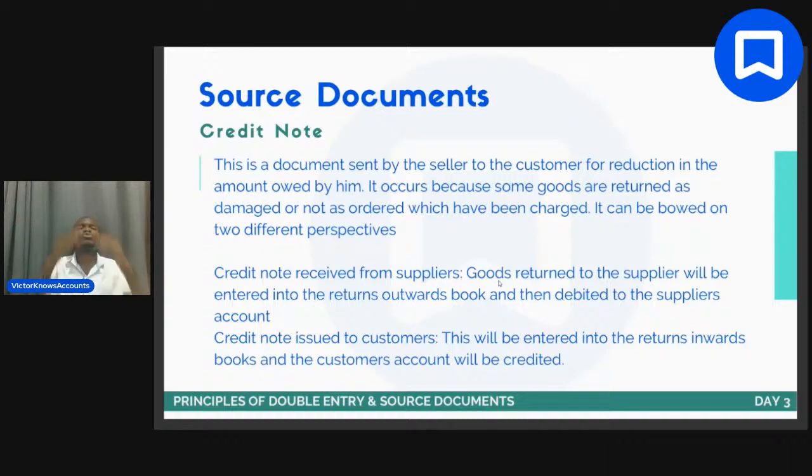You notice that some of those goods are incorrect. So what do you do? You return it back to the supplier. Now, as a result, the supplier issues a credit note. He issues what? A credit note to you, to tell you that your debt has now been reduced by the amount of goods that you returned. All right.